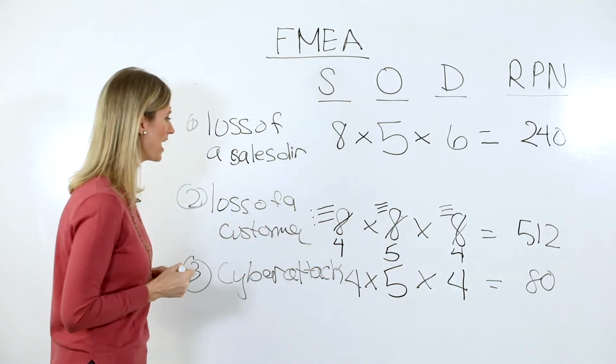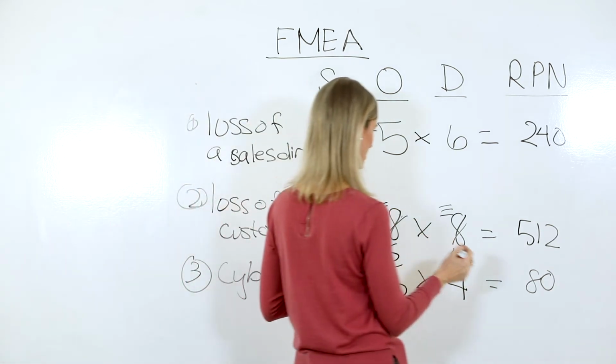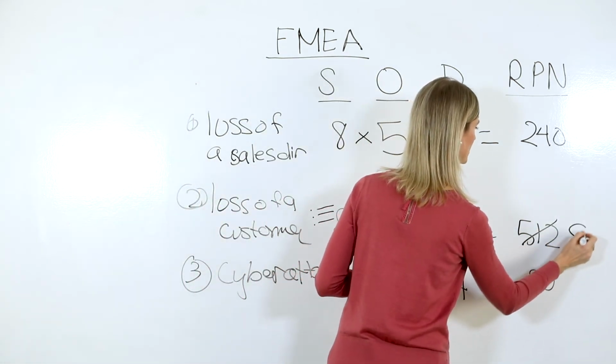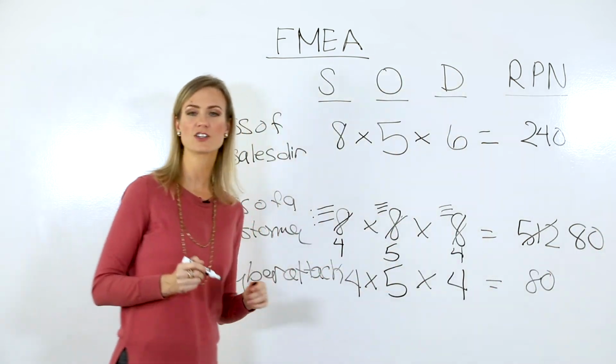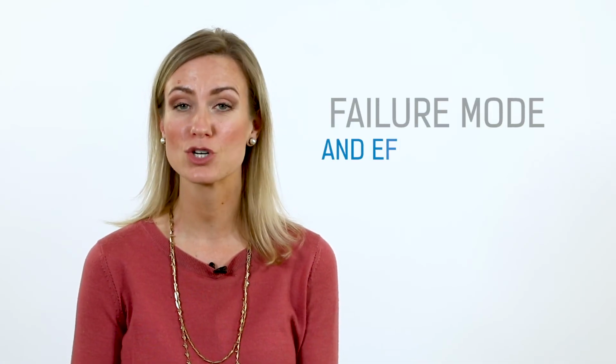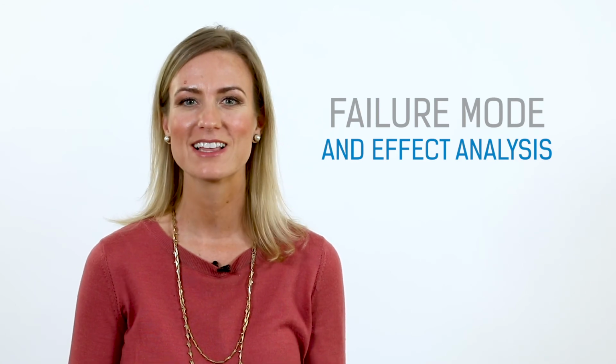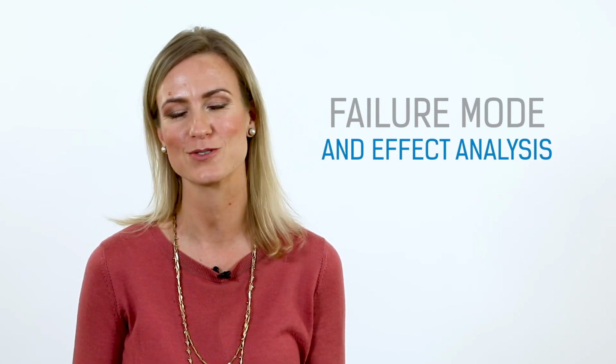So now we have 5 times 5 times 4, and we've brought our risk from a 512 down to 80. FMEA is a great tool to help you prioritize the risks in your business and develop strategies to mitigate them. This is how we help our CEOs sleep better at night.